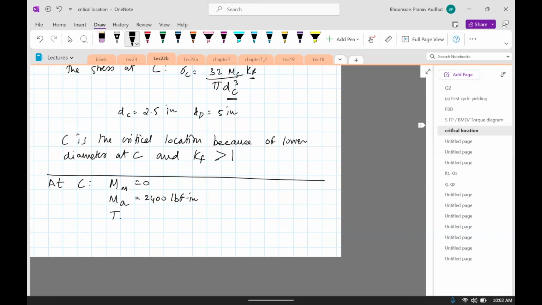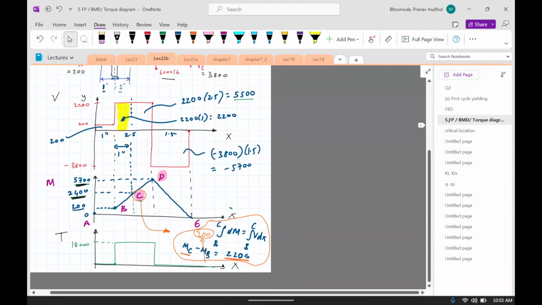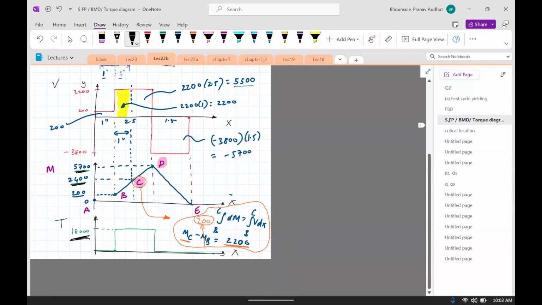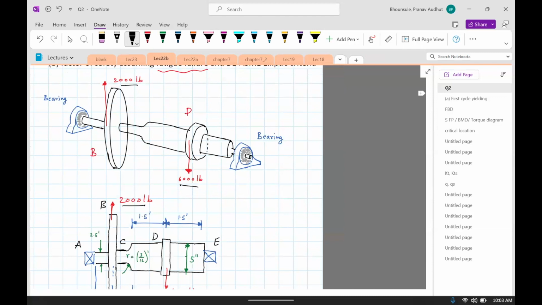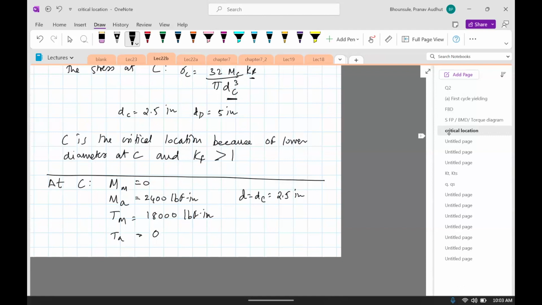Then we have Tm and Ta. Now Tm is actually 18,000 because this torque is going to be constant. It's going to be the average, and the alternating part should be 0. So Tm is 18,000, and then Ta is 0. We also have computed D. D is the diameter at the location, which is C, so D is DC, 2.5 inch. Okay, so we've got all those things.